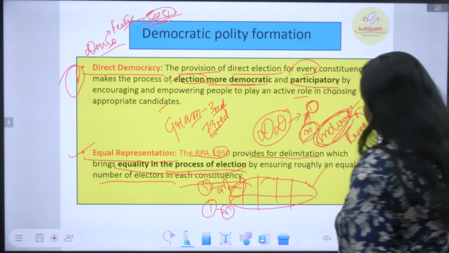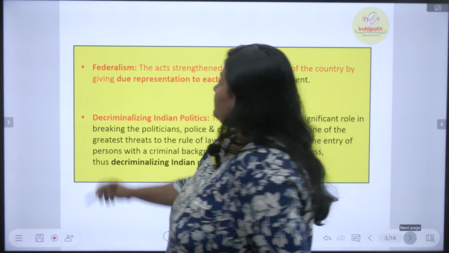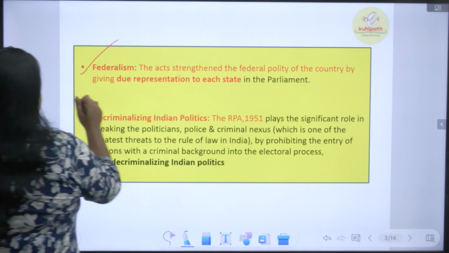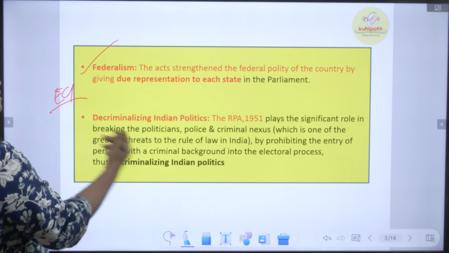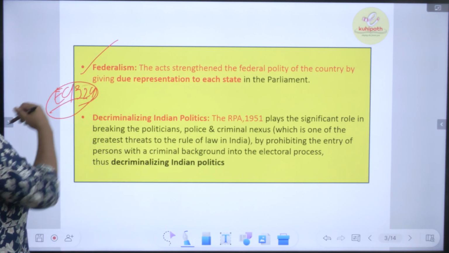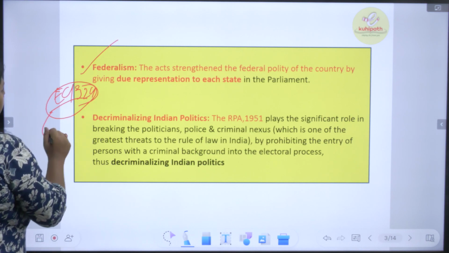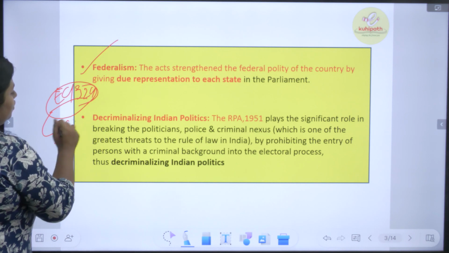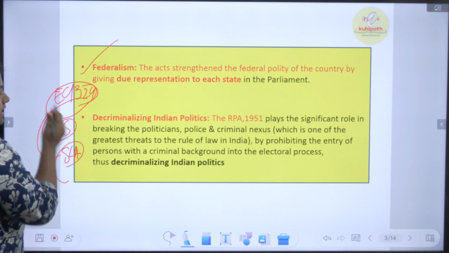Okay, we understood this. Next thing is it ensures federalism. The Election Commission of India, Article 324, we discussed in our first part of the video. The Election Commission of India is not only responsible for Lok Sabha elections, it is also responsible for state legislative body elections.